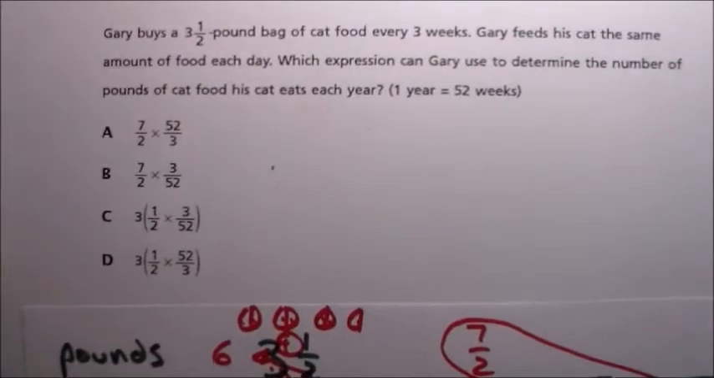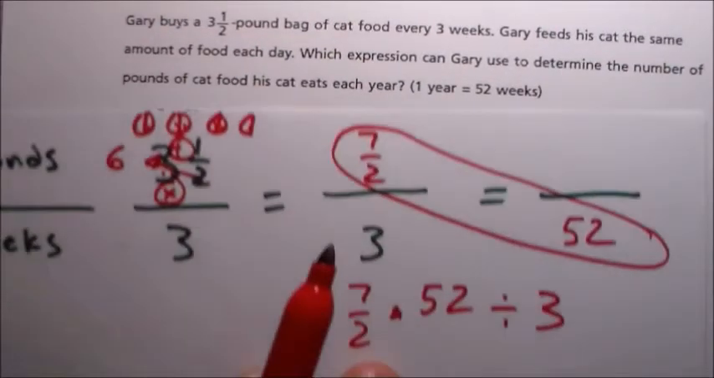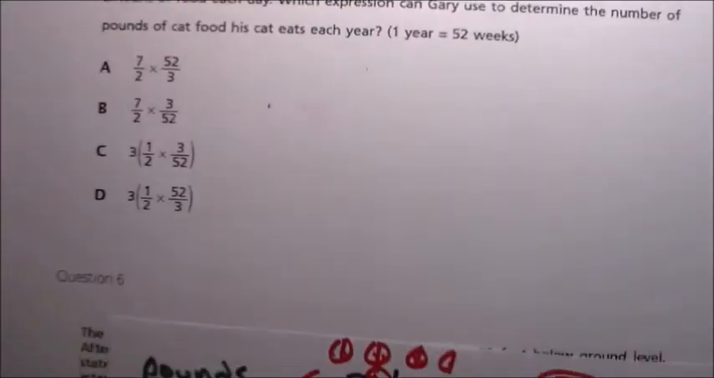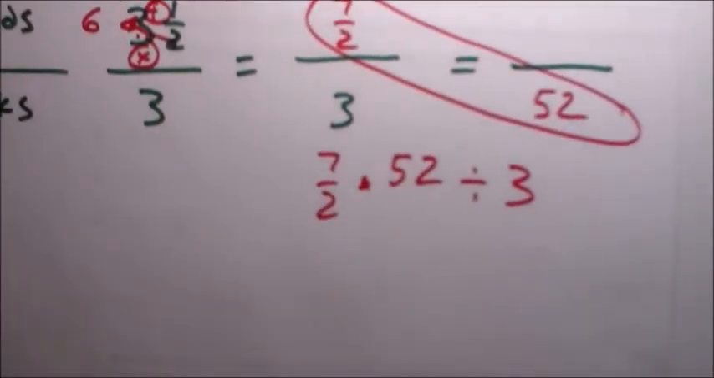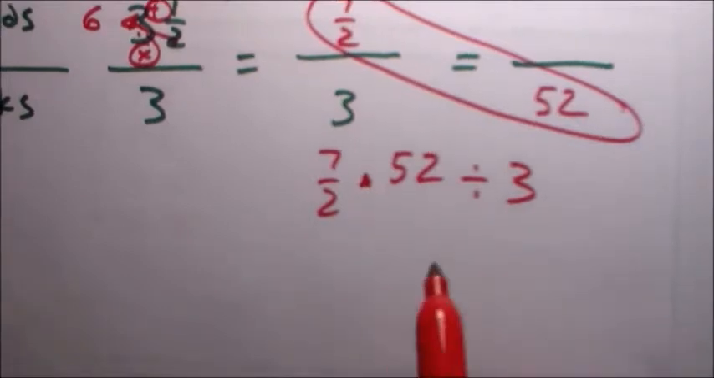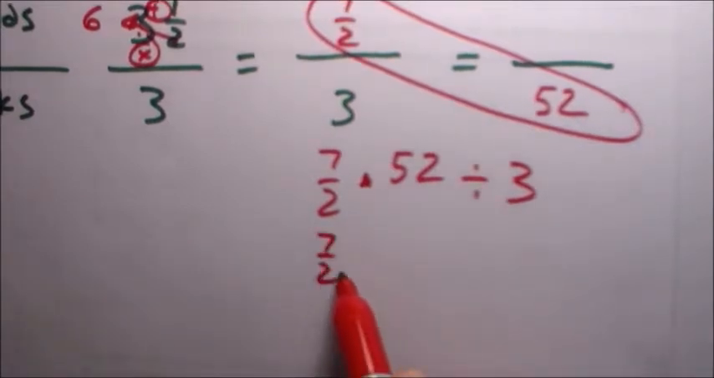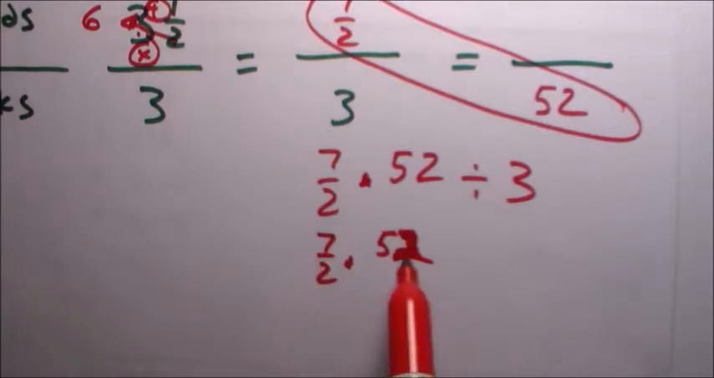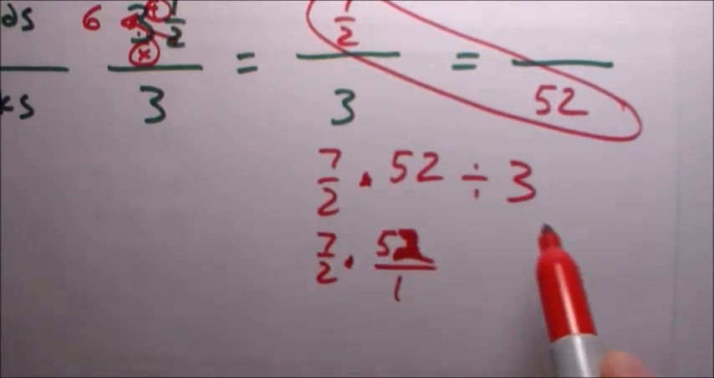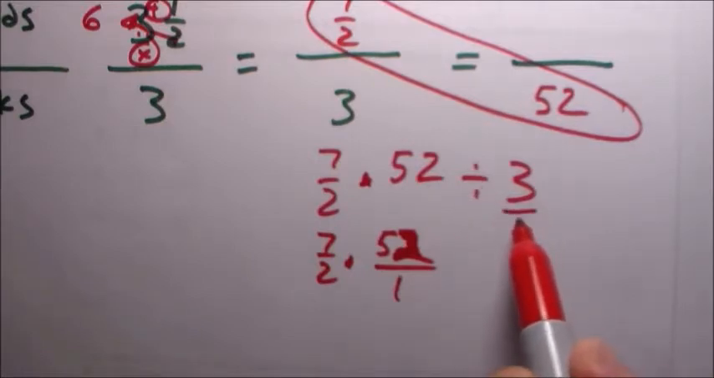And we don't see it exactly in that form. So let's kind of turn it into the form they're looking for. But then this is where the problem, I think, kind of goes off the rails and is just poorly written. What the problem writer wants us to recognize is 7 over 2 times 52 is the same as times 52 over 1. And divided by 3 is like divided by 3 over 1.